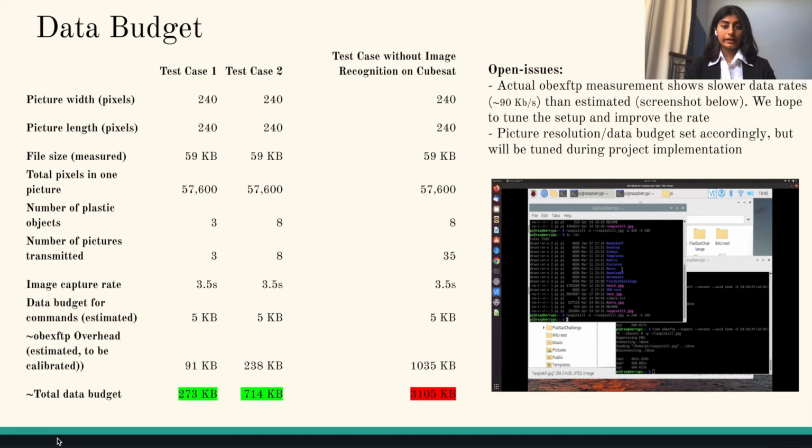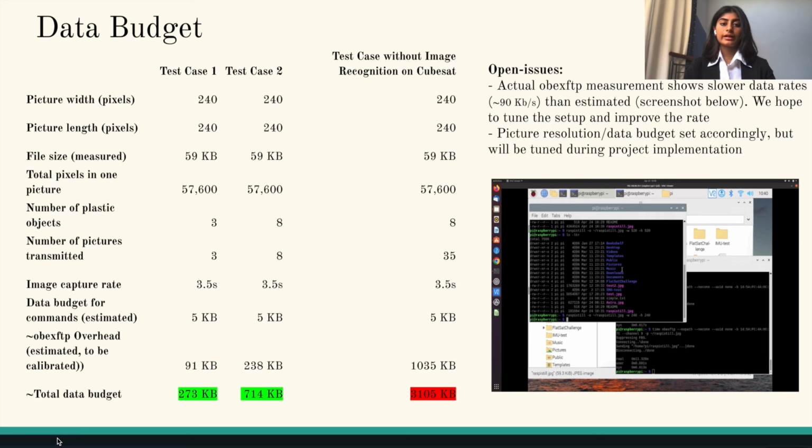As you can see on the right-hand side, I have written a test case without an image recognition system running on the CubeSat. This shows how much more data, and in relation power, will be required to transmit all images to ground first, and then check for any important images in the file. This case, however, would not work because the data budget is far too large and all the images would not be transferred to the ground station in due time.